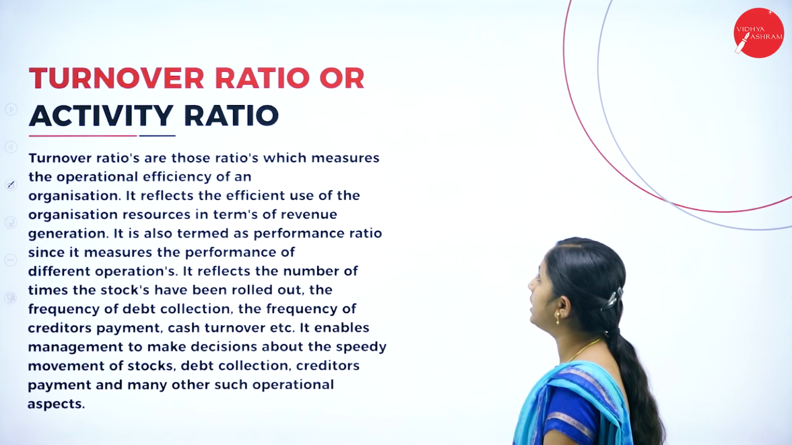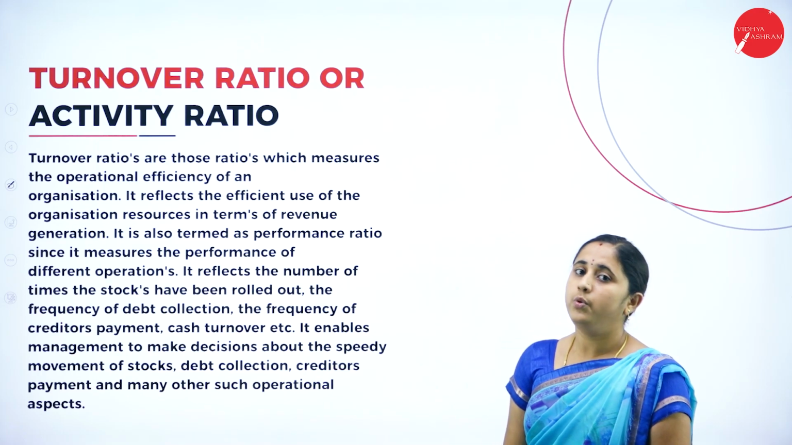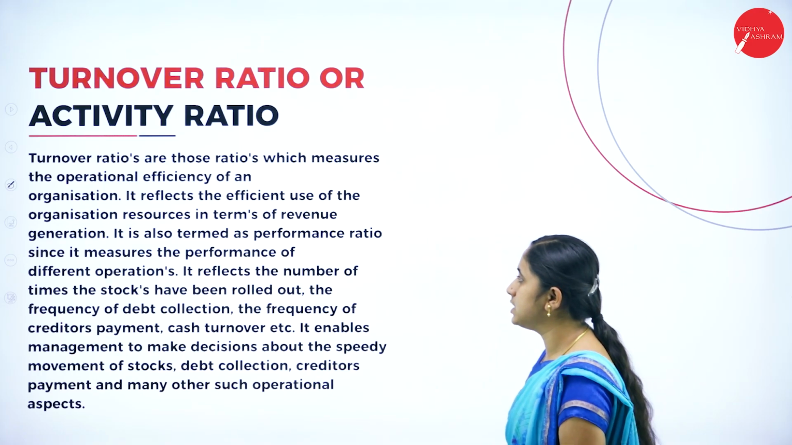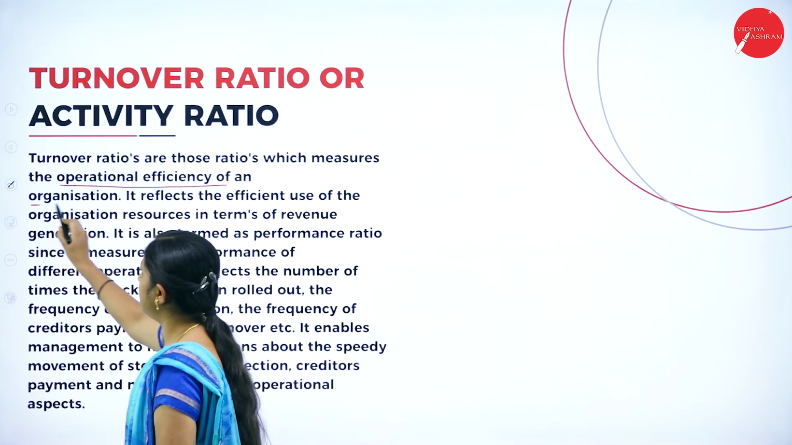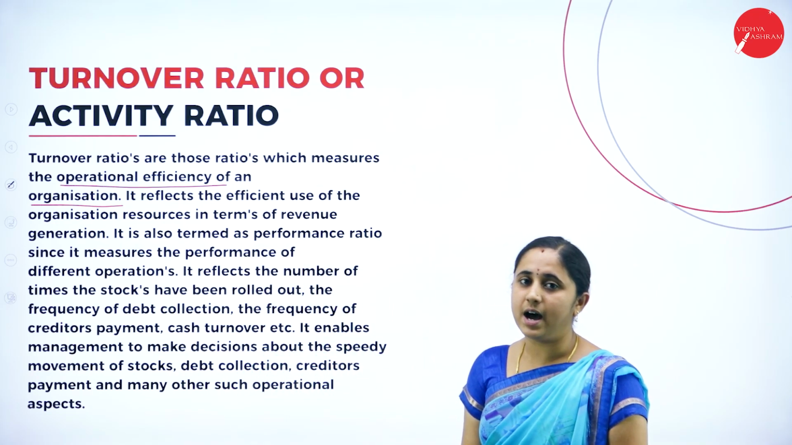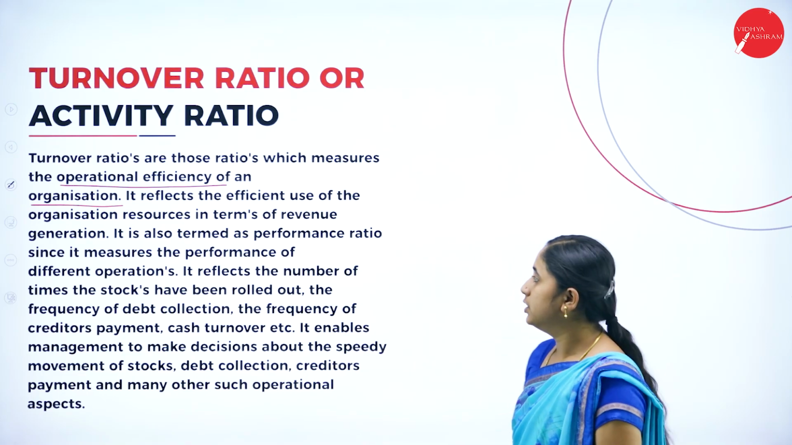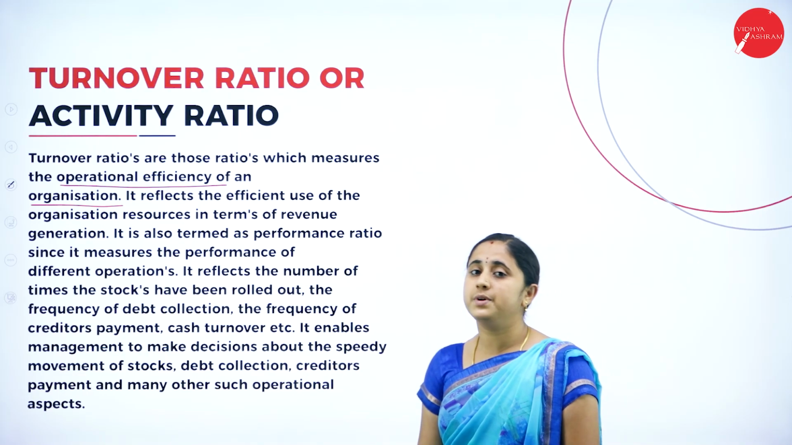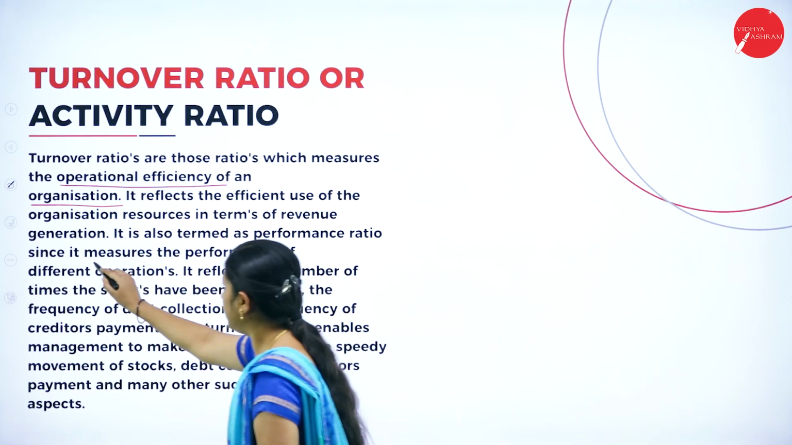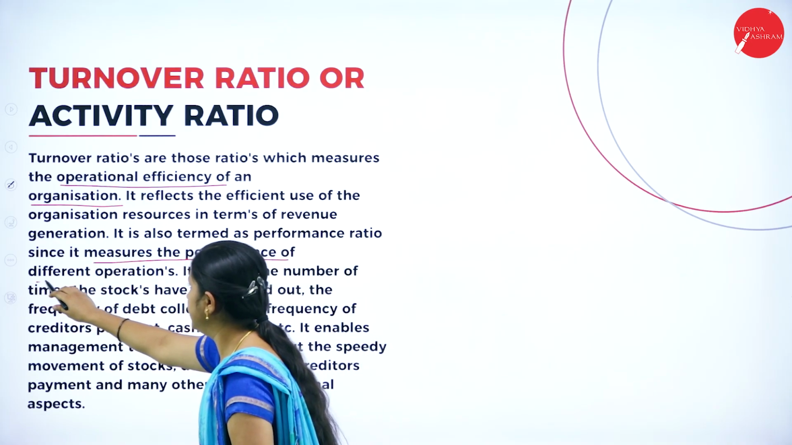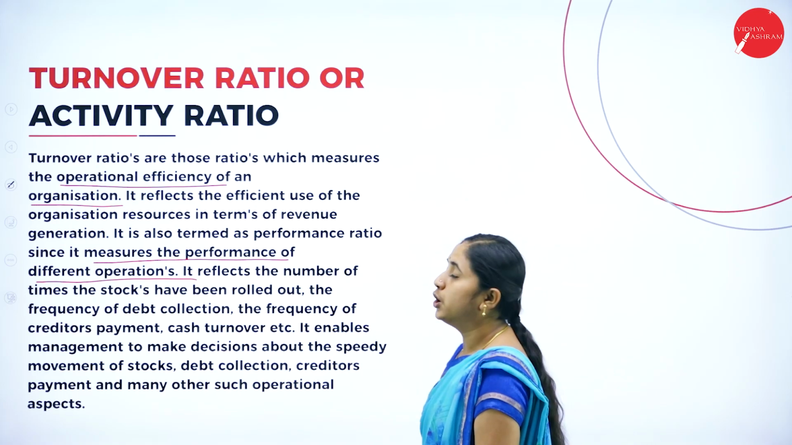Next, turnover ratio or activity ratio. Turnover ratios are those ratios which measure the operational efficiency of the organization. It reflects the efficient use of resources to generate the profit. It is also termed as performance ratio because it measures the performance of different operations. It reflects the number of times the stocks have been rolled out.